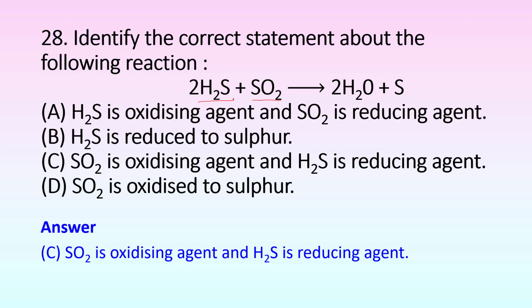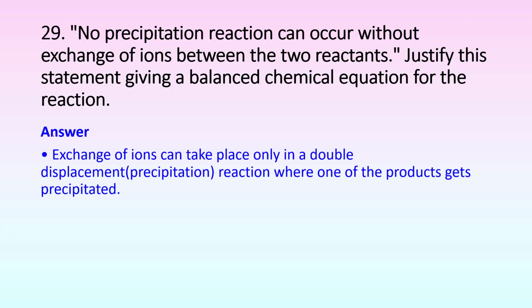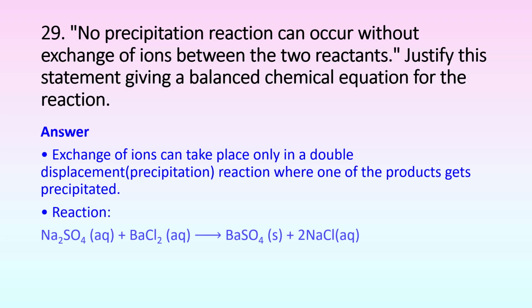Next, question number 29. No precipitation reaction can occur without exchange of ions between the two reactants. Justify this statement giving the balanced chemical equations for the reactions. Exchange of ions can take place only in a double displacement reaction where one of the products gets precipitated, and the reaction is Na2SO4 plus BaCl2 giving rise to BaSO4 plus NaCl, or you can give any other precipitation reaction, and here BaSO4 is precipitated.